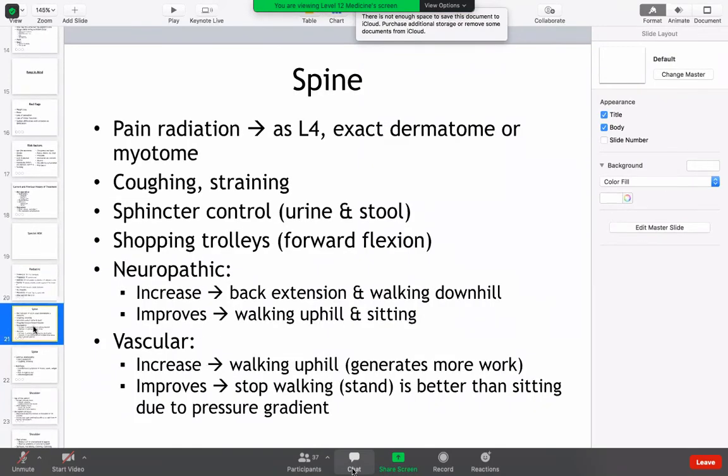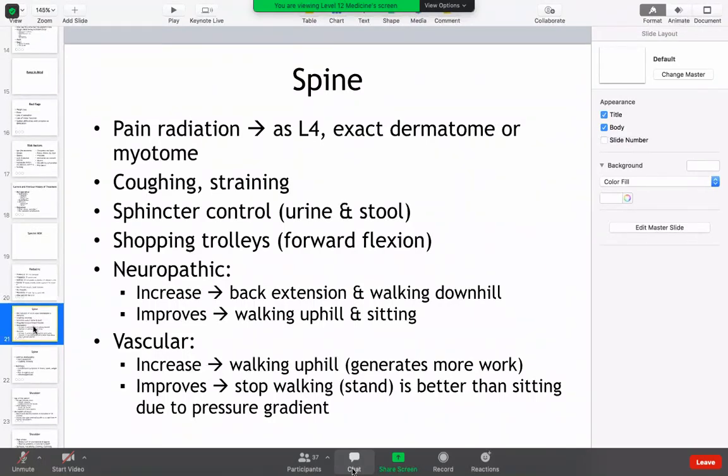Spine: very important to ask about radiation of the pain, as that indicates nerve compression. Any history of coughing and straining can also cause herniated discs. Sphincter control, as we mentioned, is very important, as it can indicate significant cord or nerve compression. Shopping trolley: patients with spinal canal stenosis will feel relief when they lean forward on the shopping trolley, so that's very important.